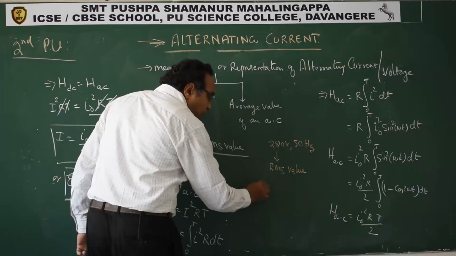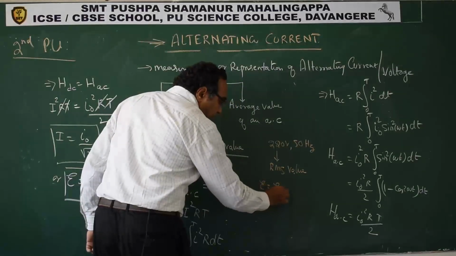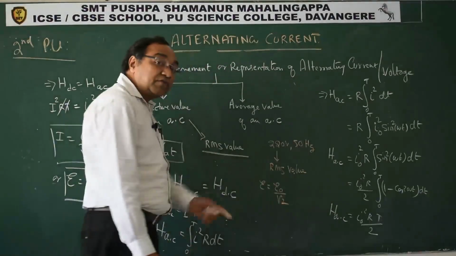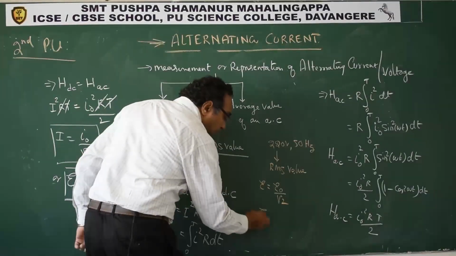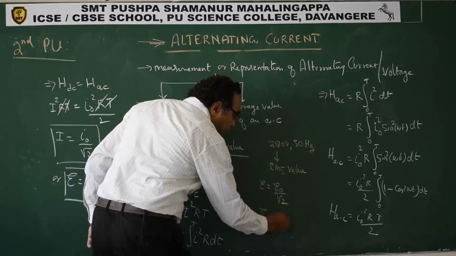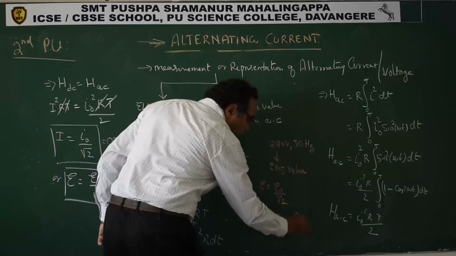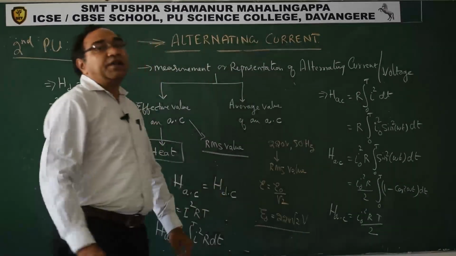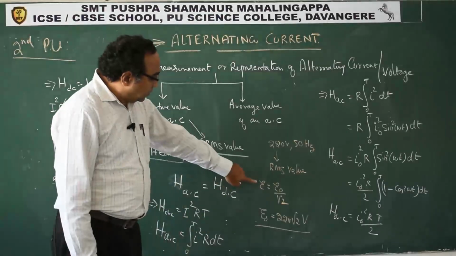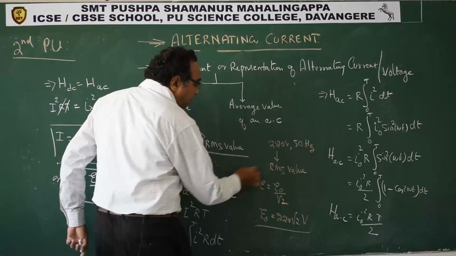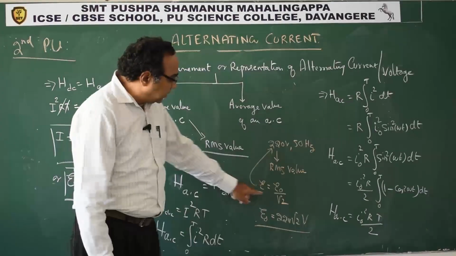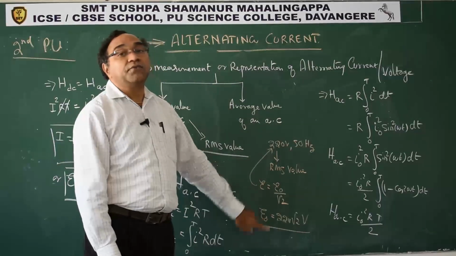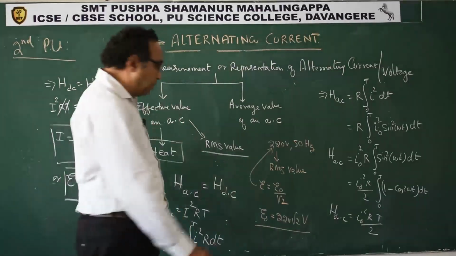RMS value. So what we will say? E is equal to E naught by root 2. So what will be the peak value? The peak value E naught will be 220 root 2 volts. This is the peak value. This is EMF, this is 220 volts. So 220 root 2 will become the peak value. So 220 is not the peak value, remember.